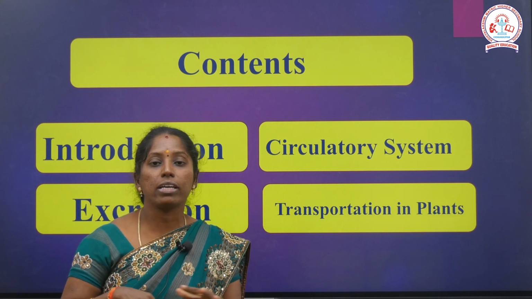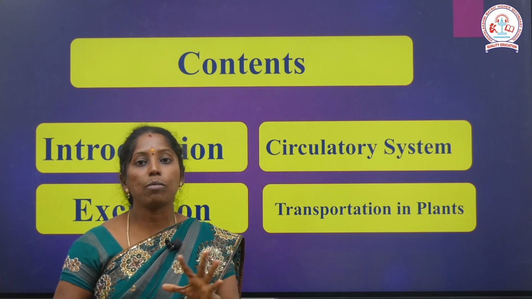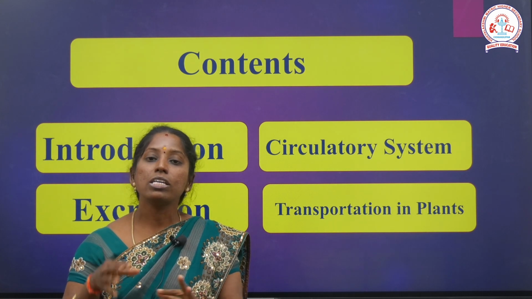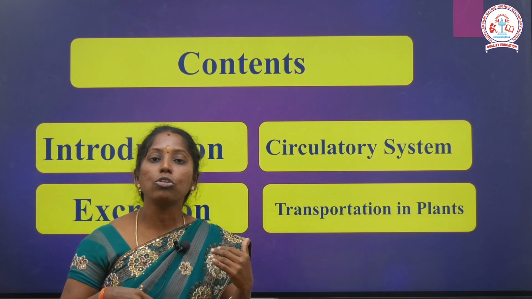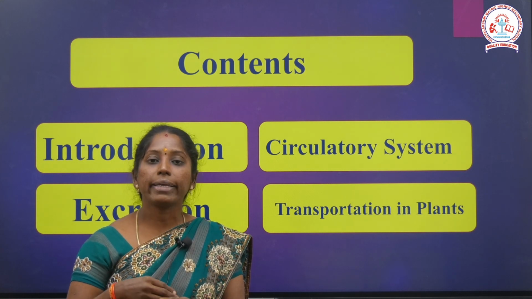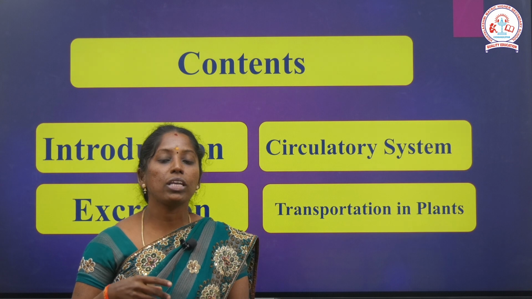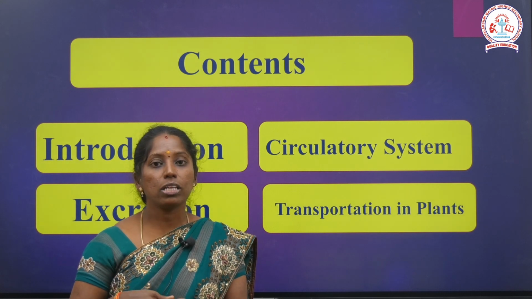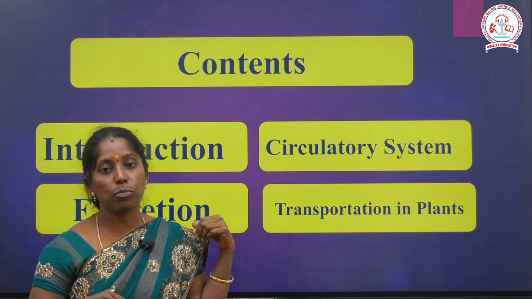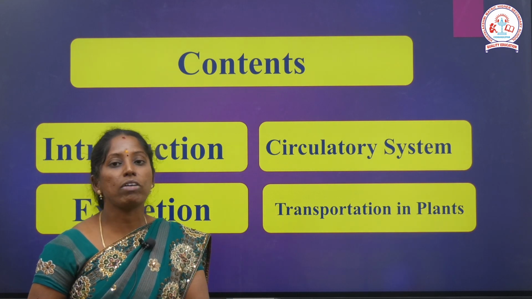The next we saw is excretion. What are the parts involved in excretion? Excretion is the process of removal of waste from our body. By which system does it happen? Through the excretory system. There are 4 parts involved in the excretory system: kidneys, ureters, urinary bladder and urethra. Through this excretion process we can remove the waste from our body.